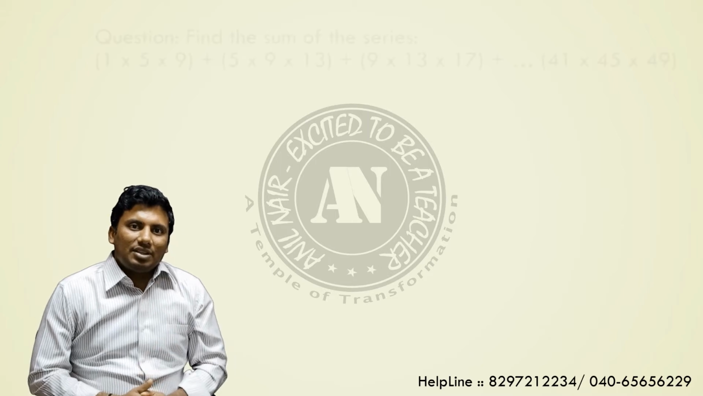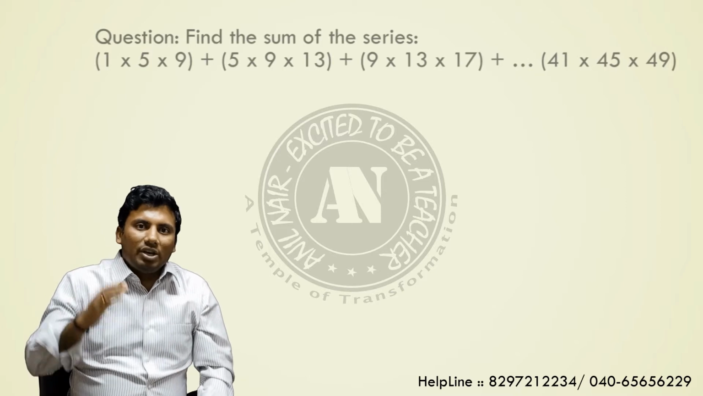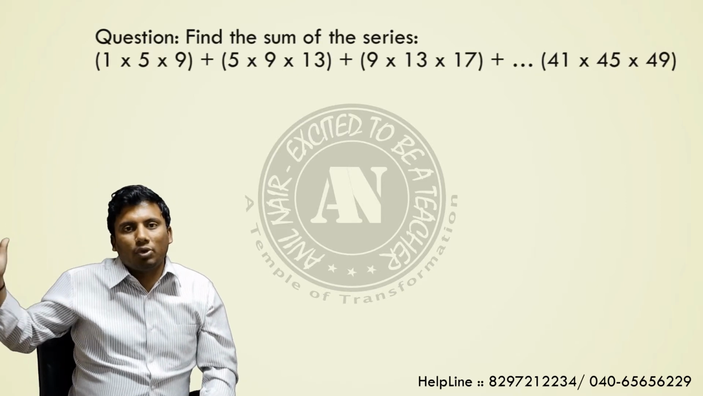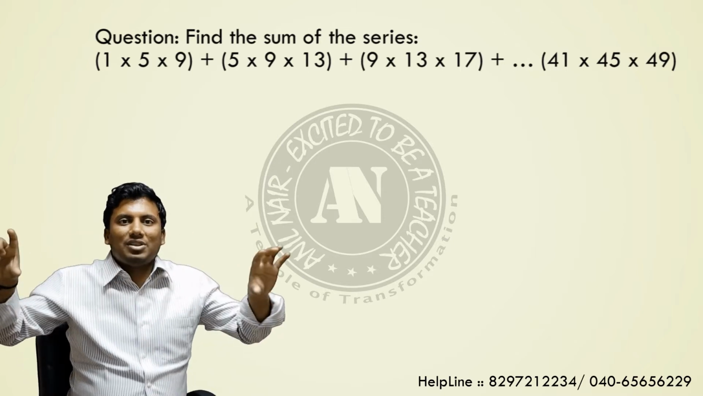Question. There is a series that is given to you. The series goes like this: 1 into 5 into 9 plus 5 into 9 into 13 and so on up to 41 into 45 into 49. We need to find the sum of this series.